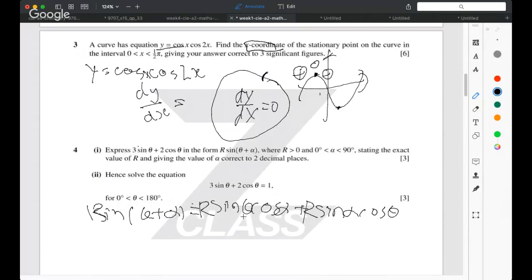And the same for the second term. Which equation do you get for the second term? So r sine alpha is equal to 2. So you have two simultaneous equations now, with two variables, alpha and r, so you can solve them.